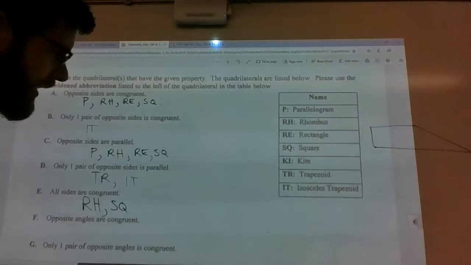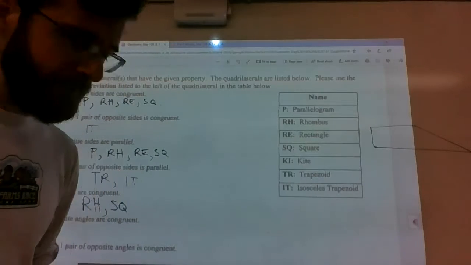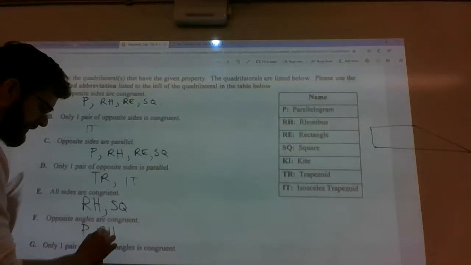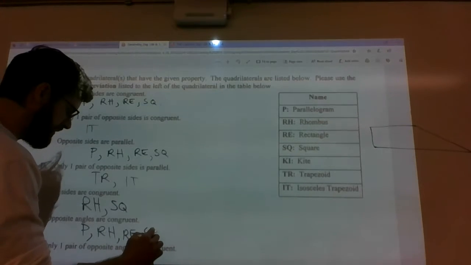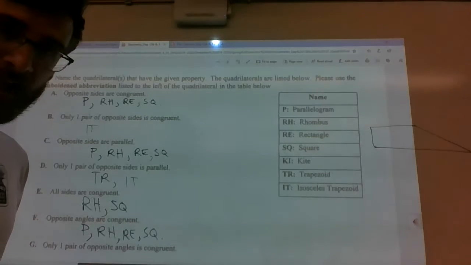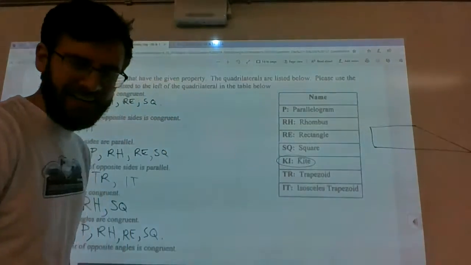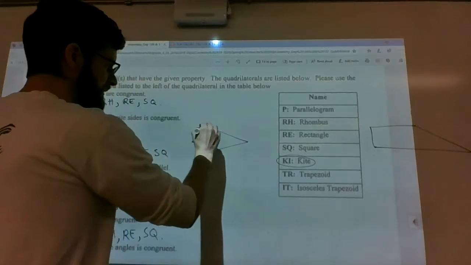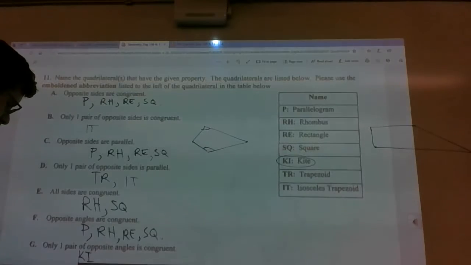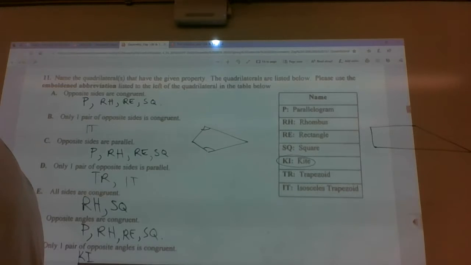Opposite angles are congruent. That's a definition of a parallelogram. So you'd put the parallelogram with all of its others, rhombus, rectangle, square. Only one pair of opposite angles is congruent. That's the kite, remember? These two. Let me scroll down here. So that's A through G.